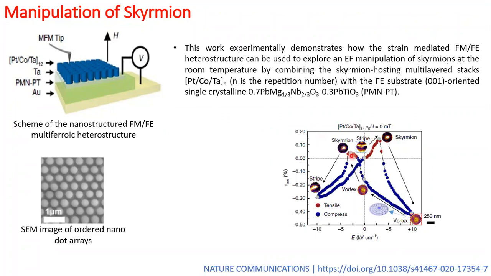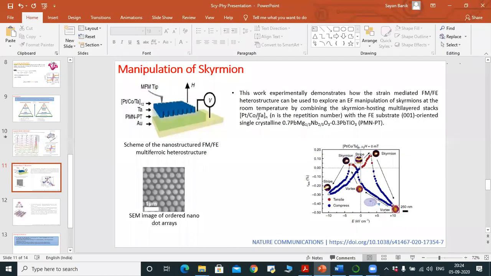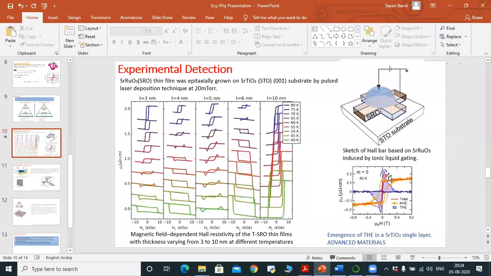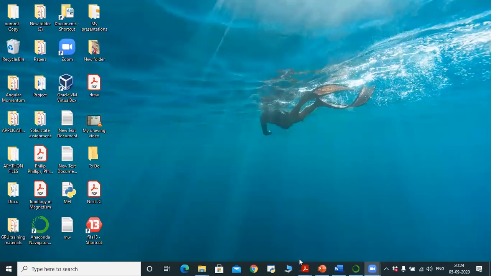See, this type of figure. I cannot show you exactly the conversion between stripe to skyrmion to vortex. I can show you the topological change in the state of skyrmion, the chiral skyrmion and the achiral skyrmion. Okay, so let's see.